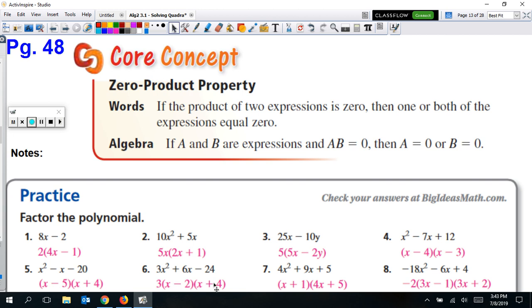Here's the one we did together on that one. Number 7 is an x plus 1 and a 4x plus 5. And then we did number 8 together again.